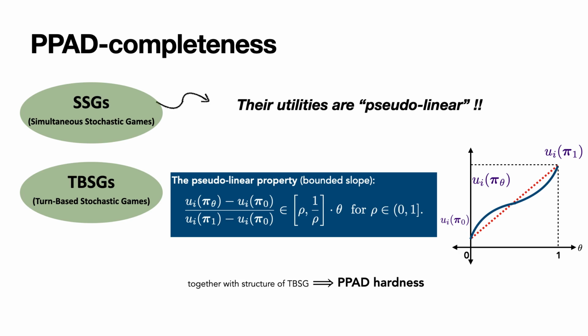Finally, together with other structure of turn-based games, this helps us to show that solving turn-based games is also as hard as general-sum normal form games. This helps us to establish the PPAD hardness result. However, this hardness result is not an immediate consequence of just the pseudolinear utilities.